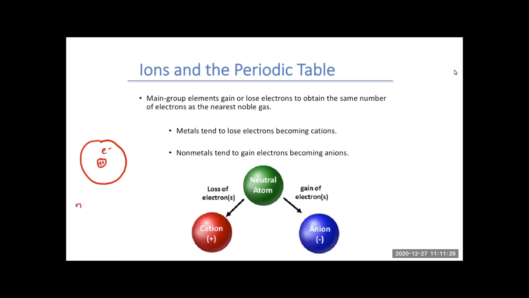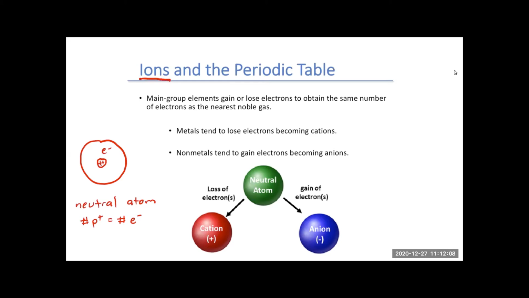Now, whenever we have a neutral atom, neutral atoms have the same number of protons as electrons. So our number of protons equals our number of electrons. But sometimes our number of electrons are different. When the number of electrons are different, that's when we start to form what we call ions.